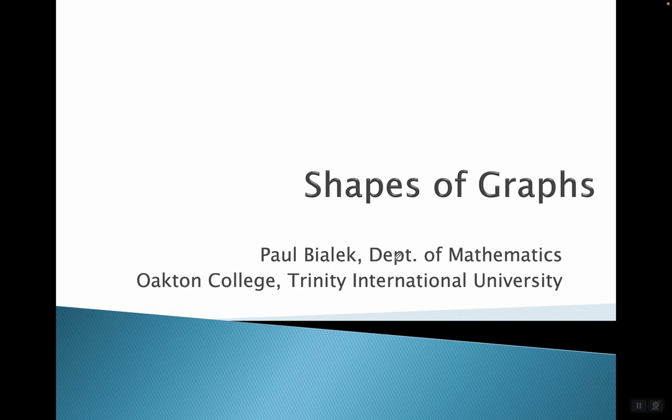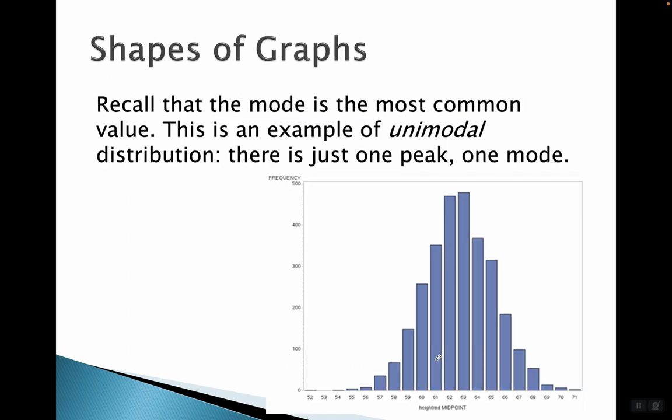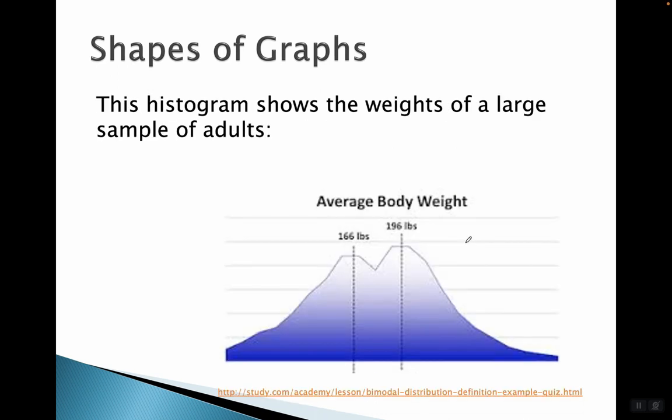Let's talk about the shapes of graphs. This histogram shows the heights of a sample of 2,800 women. Notice they're clustered around 63 inches. Recall that the mode is the most common value. This is an example of a unimodal distribution. There's just one peak, one mode, and again, it's about 63.